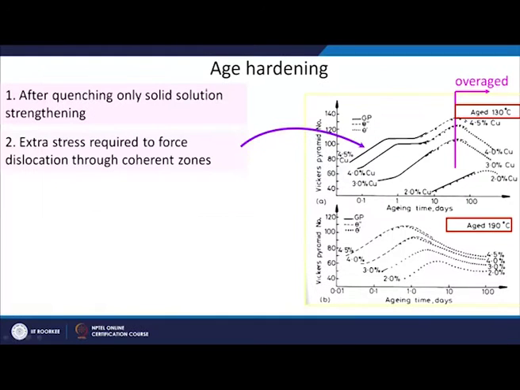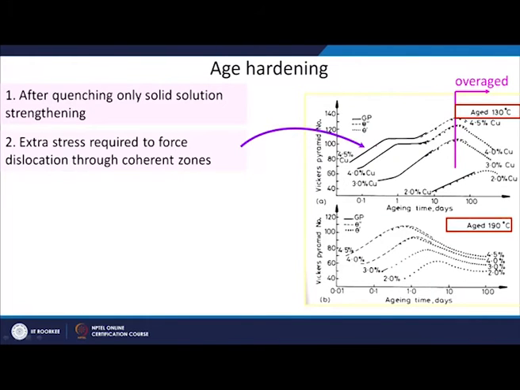Then comes the next part: you now require extra stress to force a dislocation through a coherent zone. So you have those GP zones which have coherent interfaces. Suppose you are talking about aluminum and copper GP zones. When my dislocation is moving, it has aluminum atoms, and aluminum has its own bond energy. When the dislocation is moving, it is breaking bonds and forming new bonds. In the copper-rich GP zones, the bond energy will be different. So when it goes through this different atmosphere, you will require an extra stress to move the dislocation, and that will be seen in the initial part of the hardening during the aging process.